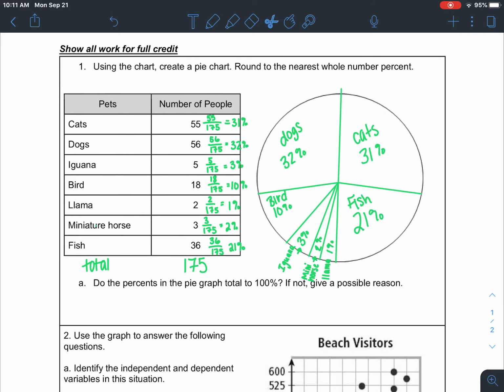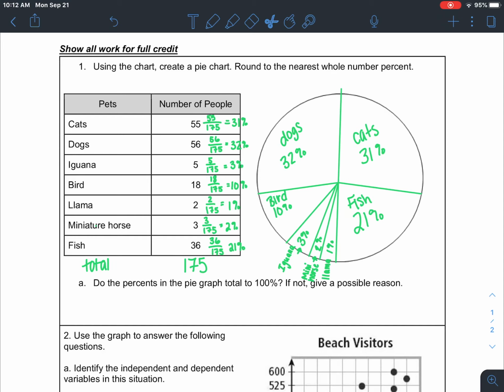looks relatively realistic. So we have dogs and cats. They make up 60% of our graph, a little bit more than half is what I said. They're obviously the biggest slices. Fish comes next, birds, iguana, miniature horse, and llama, all pretty small chunks.